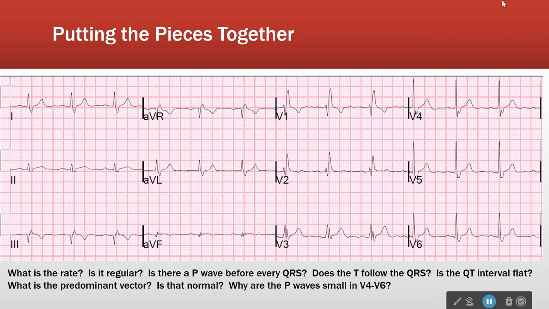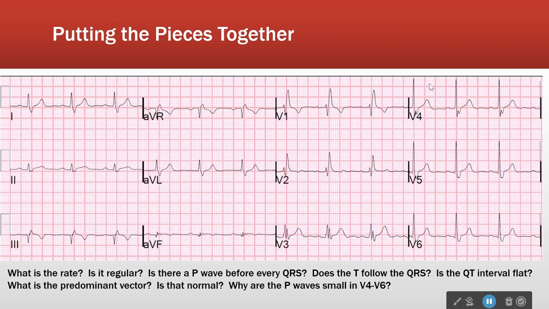To do the rate, we'll find a peak that happens to be on a line. Here we'll take the peak of V4 because that's right on this dark line. There's 1, 2, 3, 4 big boxes between this peak and the next peak. So based on our rules, what's the heart rate? 75. There you go, 300, 150. What's the next one?